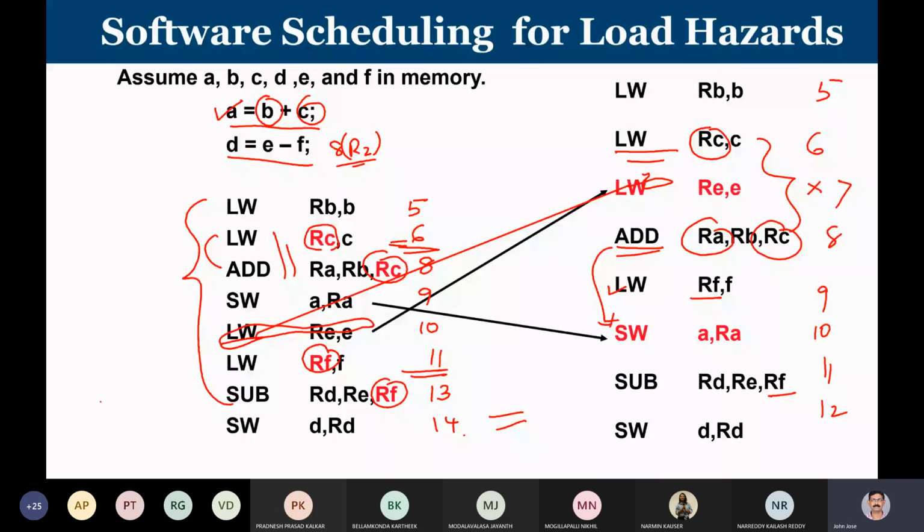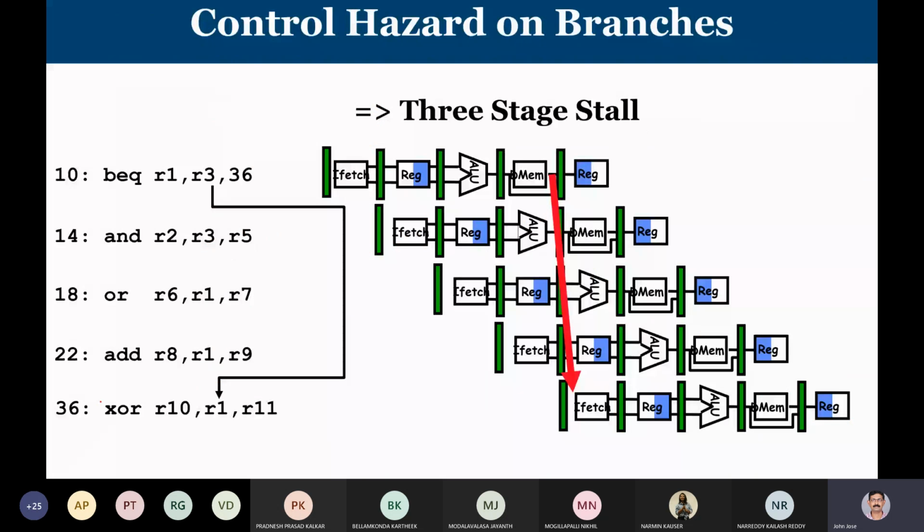And now let us move to the third category of hazard. We will deal with it more in the subsequent class. This is the control hazard on branches. You see the corresponding instruction that is being given: branch if equal. If R1 and R3 contents are equal, then jump to 36, and you have to run this XOR instruction. If R1 and R3 are not equal, I go for the AND or add instruction. This is the sequence. If the branch is taken, that means this condition holds. If the condition is not holding, then the branch is not taken.